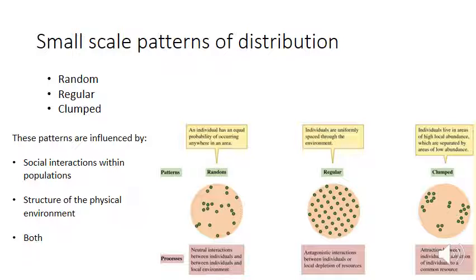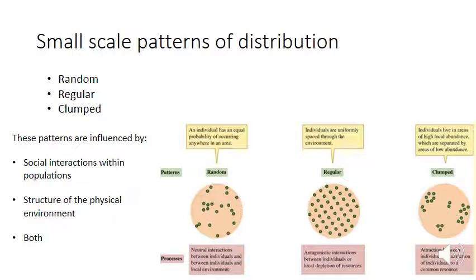The regular distributions might occur when individuals have antagonistic interactions with one another. So it might be territorial animals that are controlling a particular space within that habitat. And then finally, clumped distributions occur when organisms are attracted to one another. So for example, in social animals.